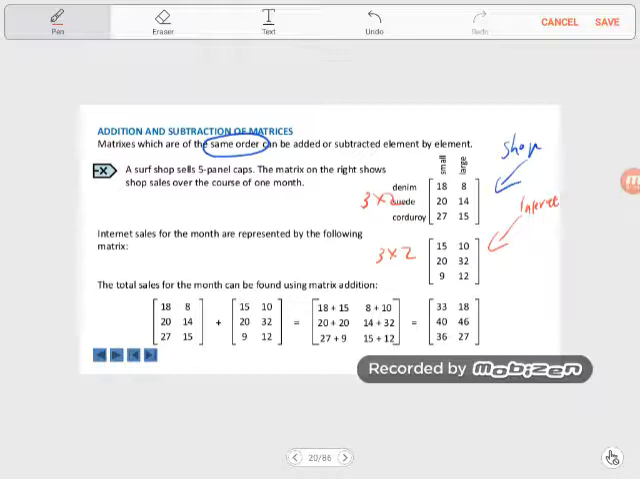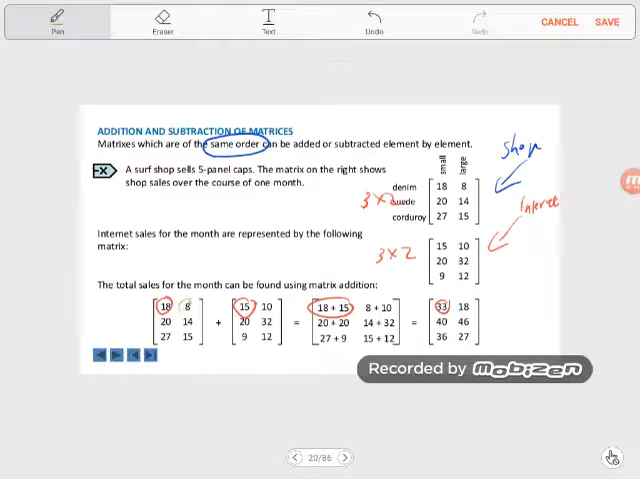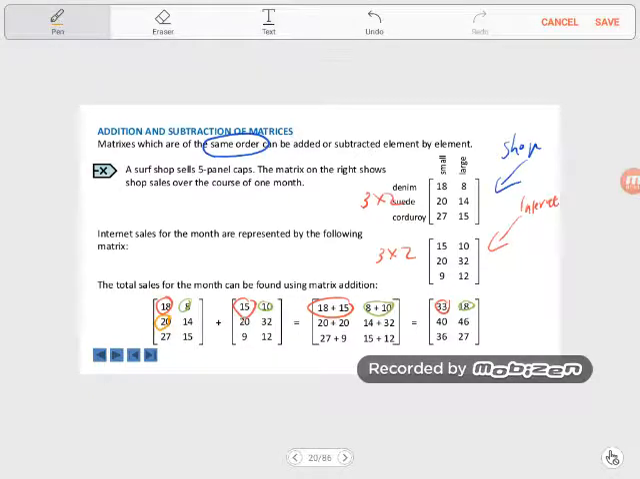Okay, and it's really as simple as this. We add the entries that are the same elements. So row 1, column 1, 18 and 15 go together to make 33. 8 and 10 go together to make 18, and so forth. So we can show using colour coding this one plus this one gives that entry, and so forth. 14 and 32 make 46.